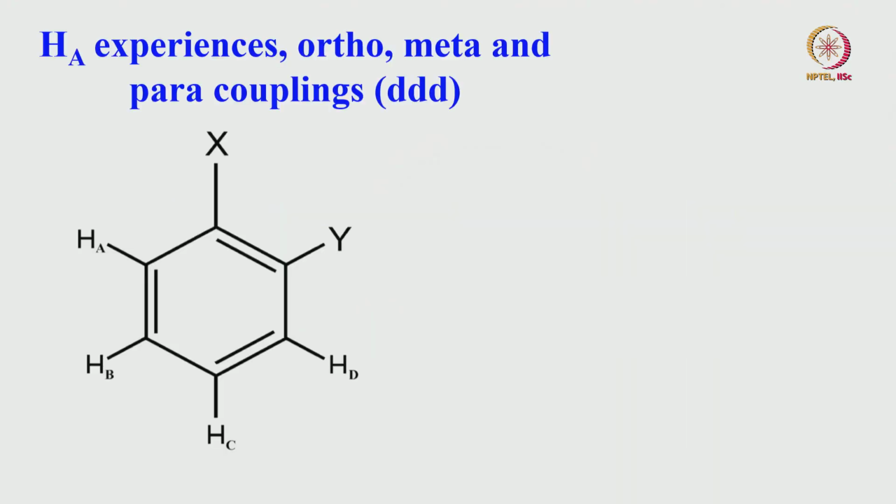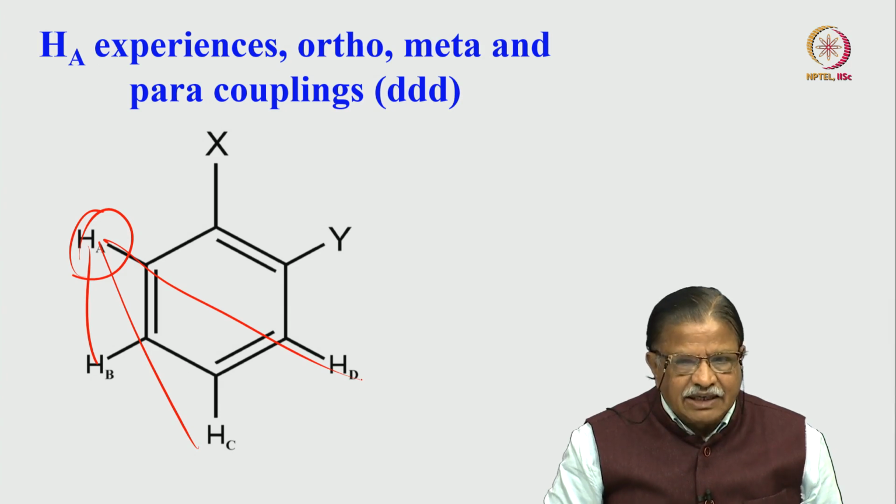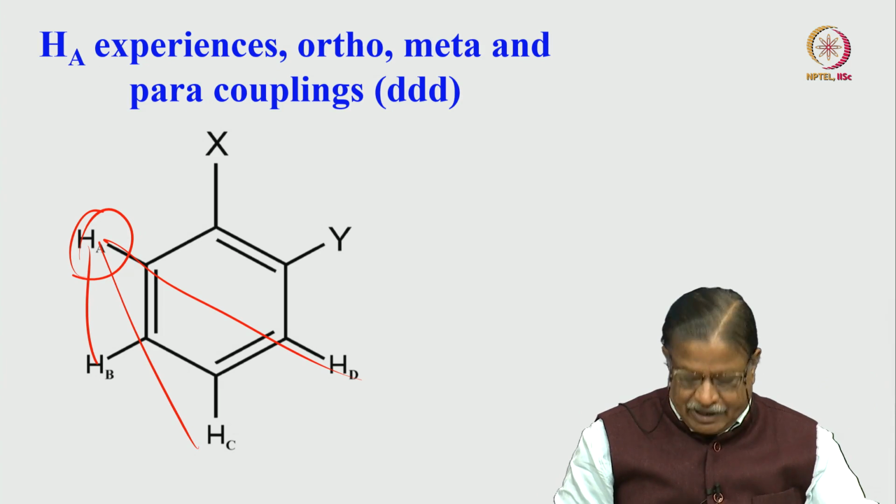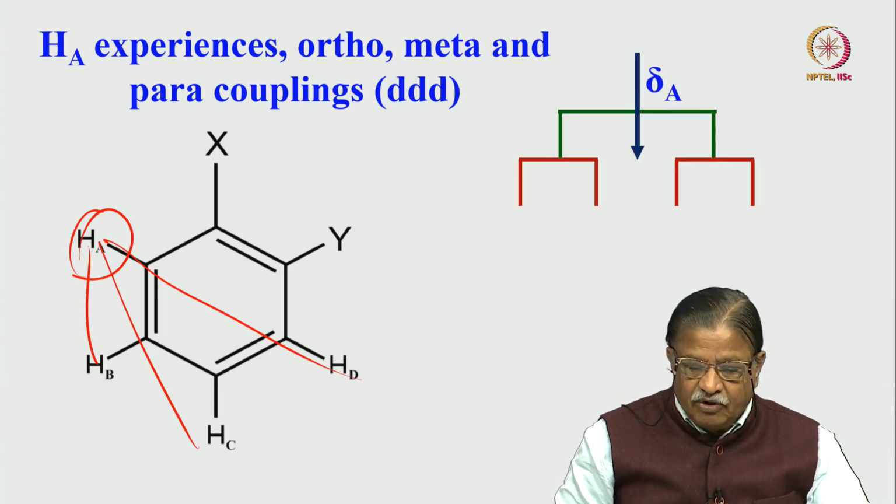And then we also went into the example of molecules like asymmetric ortho disubstituted benzenes, like this. I said if I look at proton A, it can experience ortho coupling, meta coupling and para coupling, all of different strengths. As a consequence, it is going to be a doublet of doublet of doublets. It is going to give you an 8-line pattern. That is what we saw. It is going to be like this.